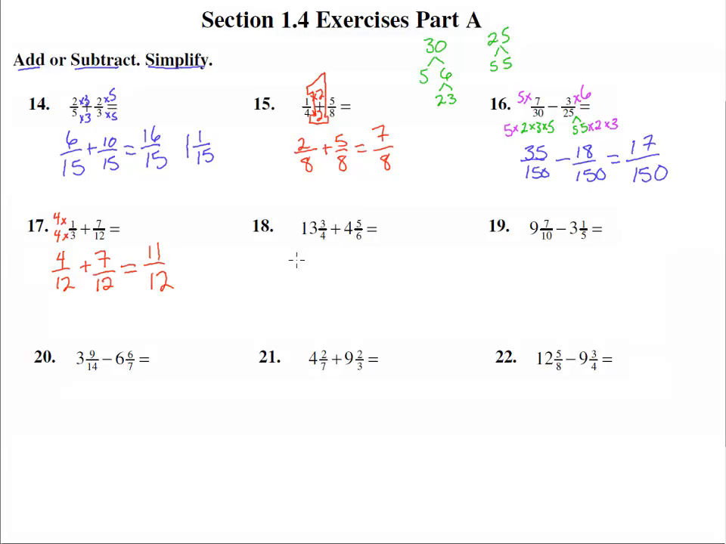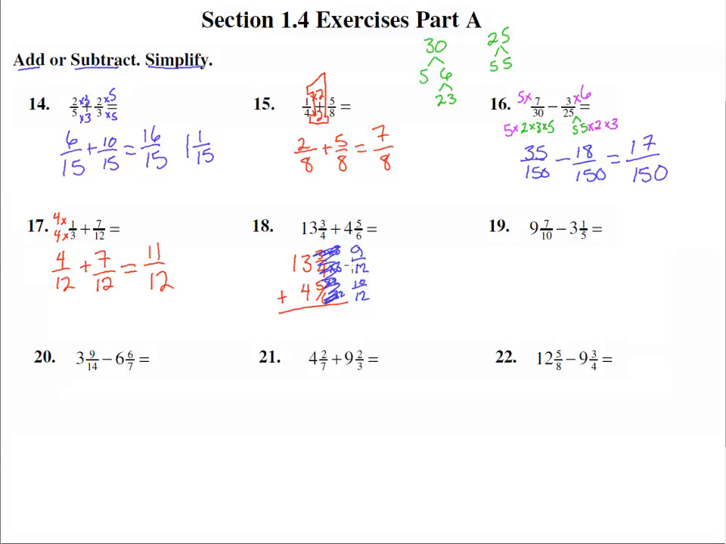Let's line this up so it looks a little bit nicer. 13 and 3/4 plus 4 and 5/6. Well, we can't add these together, so let's get the common denominator. What's a common denominator for 4 and 6? Well, 4 goes into 4, 8, 12, 16. 6 goes into 6, 12. Oh, we got it. 12. So we times this one by 3, and we'll times this one by 2. So this is really 9/12, and this is really 10/12. So we got those all together.